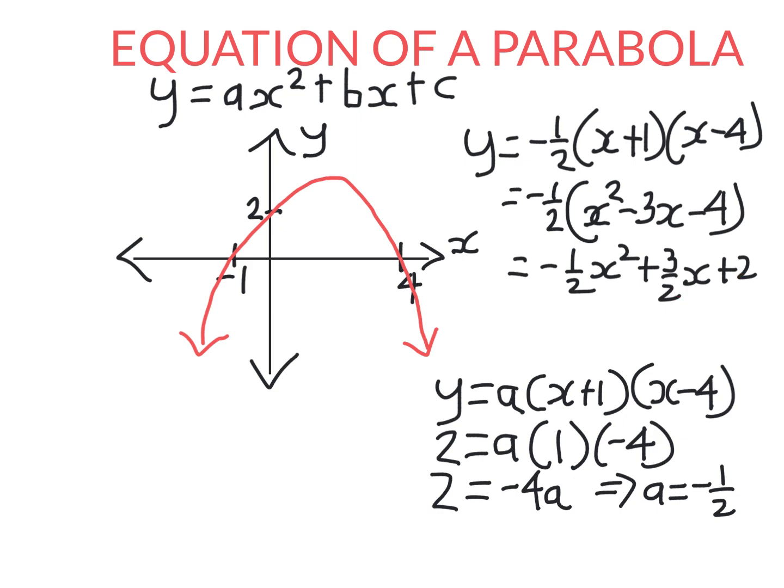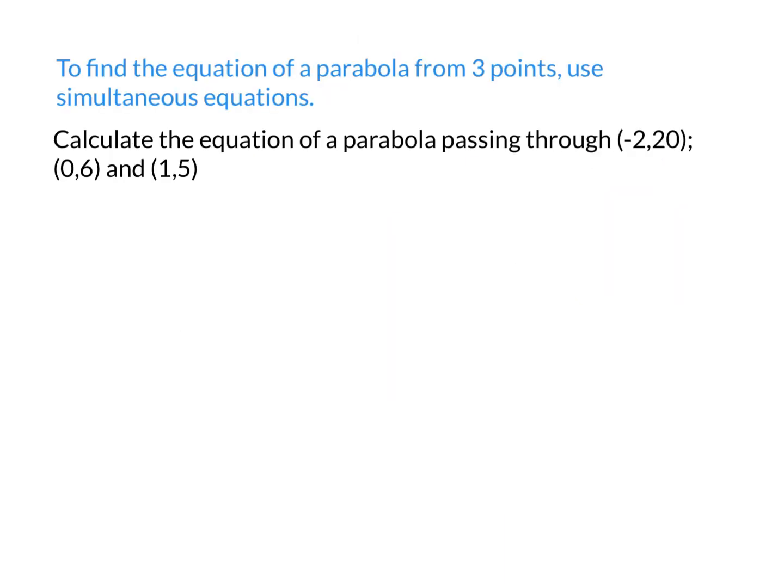All right, let's now look at finding the equation of a parabola when we're given 3 points. So when you are given 3 points like these and you need to find the equation of a parabola, you use simultaneous equations. Once again, we know that the equation is going to be of the form y equals ax squared plus bx plus c. So I need to find simply the values of a, b, and c.